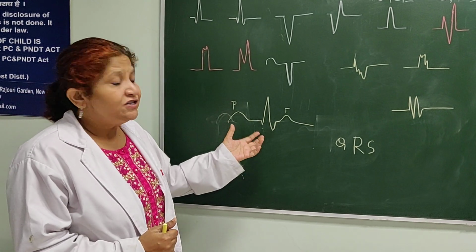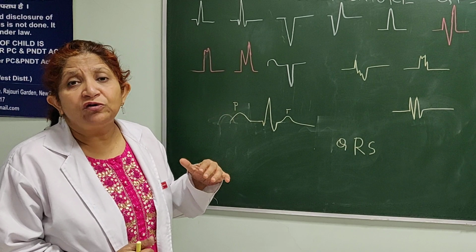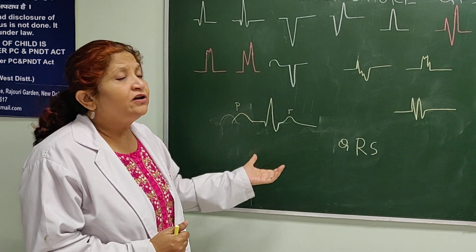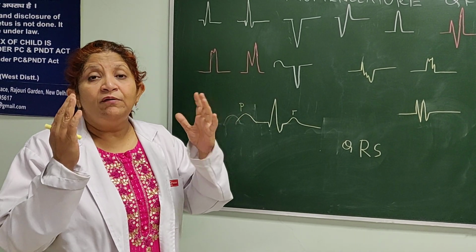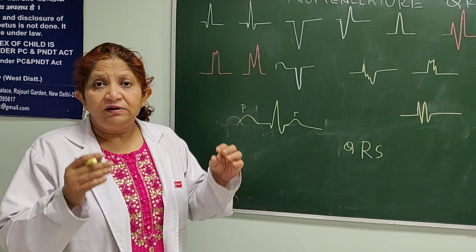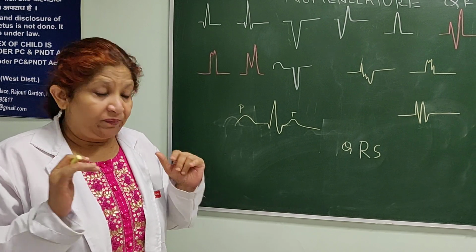Repolarization of the atria is not recorded on the surface electrocardiogram because it is occurring at the time when the ventricle is depolarizing. Because the QRS complex is a large wave and atrial repolarization is a very small wave, it is hidden in the QRS complex.